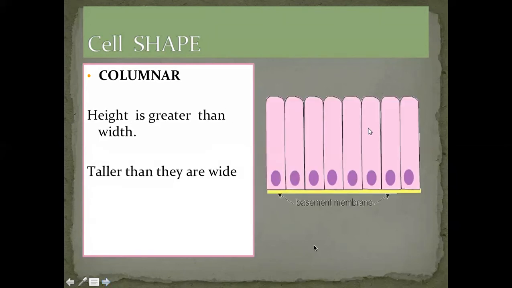Columnar, columns. Okay, columns. So the height is greater than the width. And they are taller than they are wide. Okay, so that's the description of your columnar cell shape.